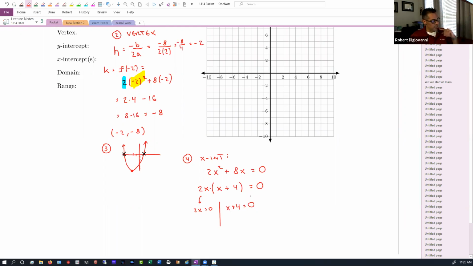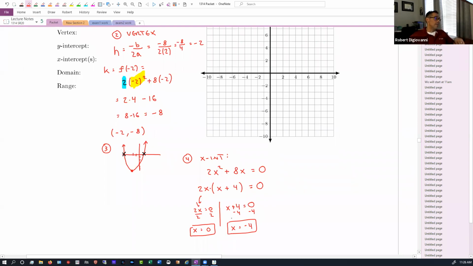Let's do the equation on the left. If I want to get x by itself, I need to divide both sides by 2. But 0 divided by 2 is still 0. So x is 0 is one answer. And then on the other one, we subtract 4 on both sides, and we just get x is equal to negative 4. So now we have our 2 x-intercepts.